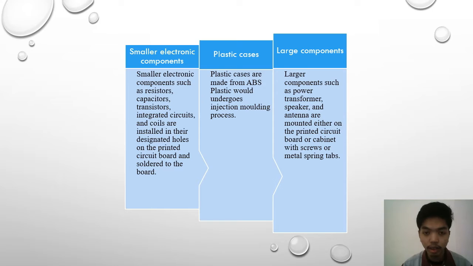The plastic cases of the radio, made from advanced plastic, will undergo an injection molding process. The large components such as the transformer, speaker, and antenna are mounted either on the printed circuit board or the cabinet with screws or metal screw tabs.